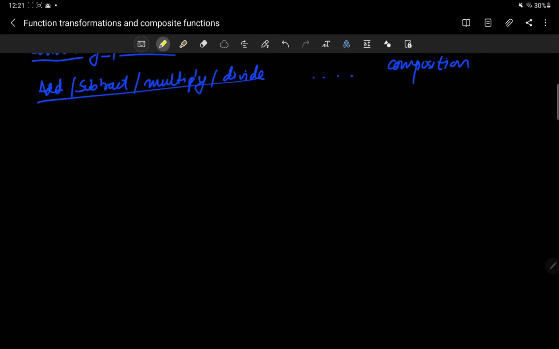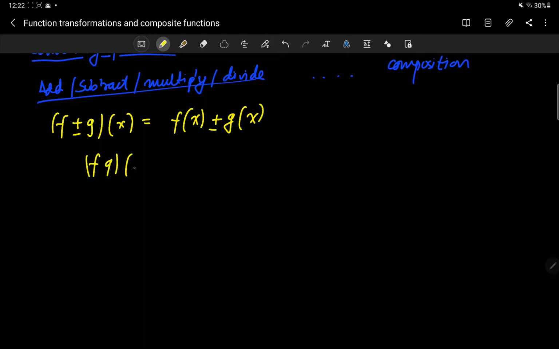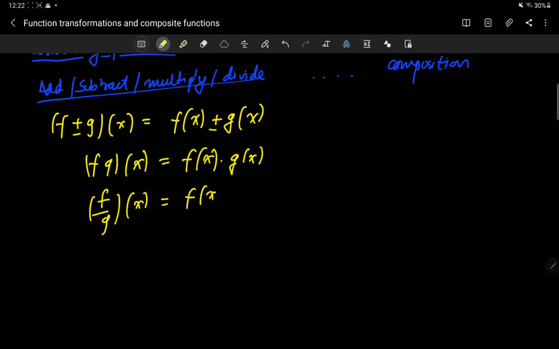Basically, it says that the functional sum is the sum of functions, and subtraction is a subtraction. Product is product, and division is division, so long as the denominator is not 0. Okay, and g of x is not equal to 0. That's the rule.